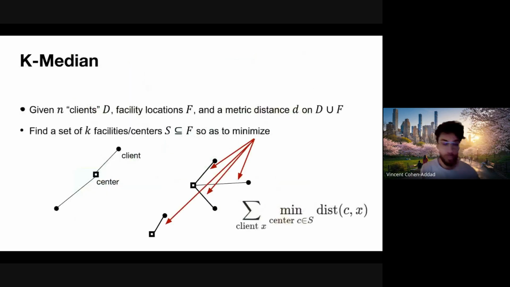So in the K-median problem, we're given n clients, so endpoints, and a set of possible places to put centers or facilities, and then a distance metric between the clients and the facilities. This distance metric has to satisfy the triangle inequality, and the objective is to find a set of k facilities or centers, the same name, so as to minimize the sum of the distances from each client to the closest facility. So this is our objective for today, and the goal is to find the best set of k centers in the metric.